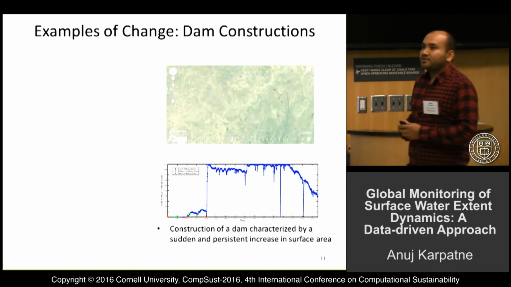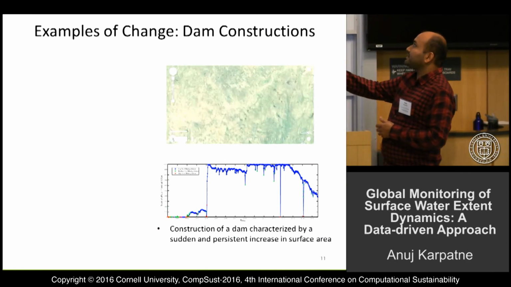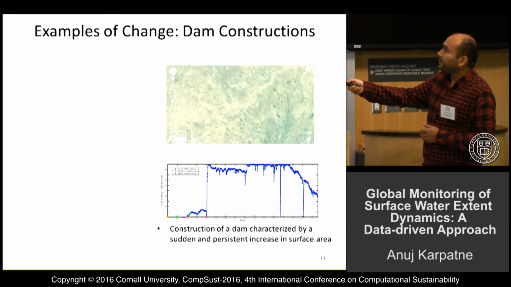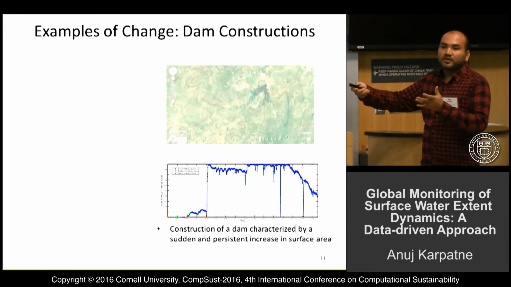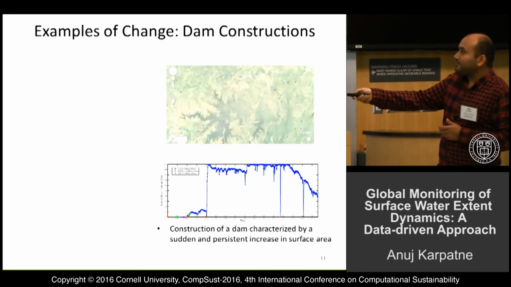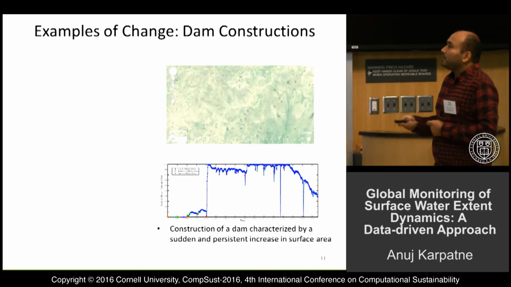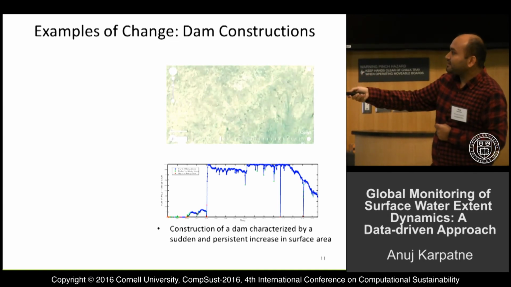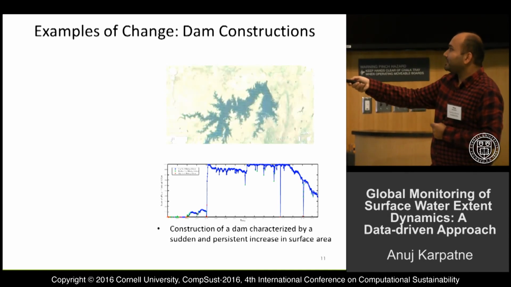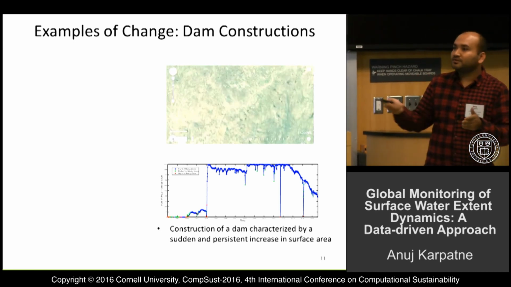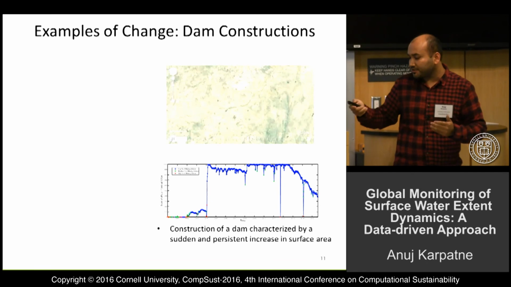Here is another example of change that we have been extensively working on, which is construction of dams. So whenever a dam is constructed, there is a sudden inundation because of the creation of the reservoir, which shows up in the area time series as a sudden increase. So one can devise a simple score to distinguish such changes from other natural changes. And if we put a threshold on the score, we can find candidate dam constructions.